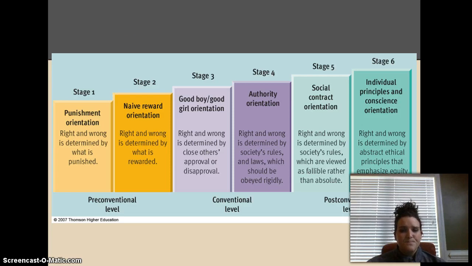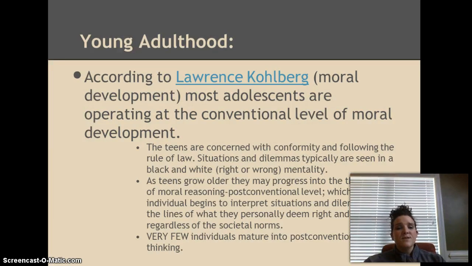Is it just? So in young adulthood, Kohlberg said that most adolescents are operating at the conventional level of moral development, that teens are concerned with conformity and following the rule of law. Situations and dilemmas typically are seen in black and white. There's either a wrong or a right mentality to it.